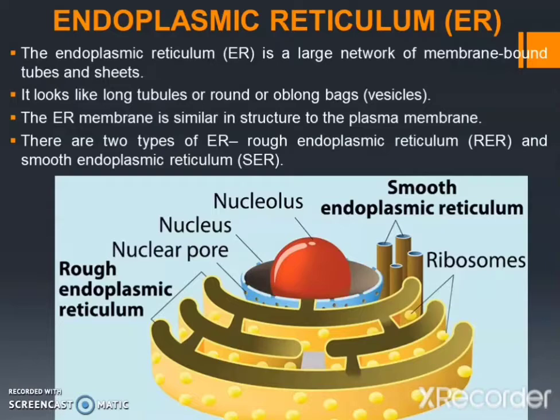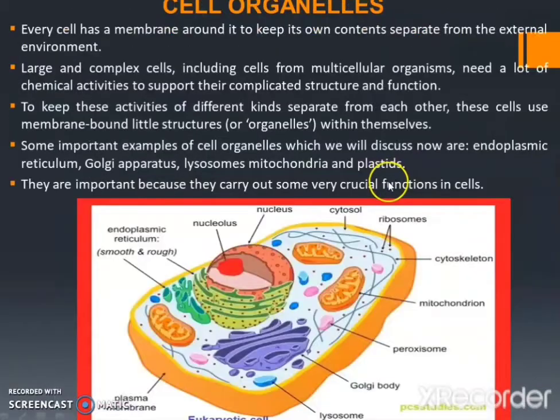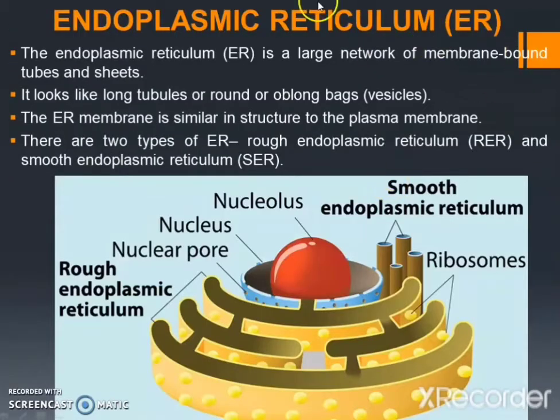I hope you are clear with the part which we learned in the last class. So what did we learn, children? We started with cell organelles, right? So now let us start with the next cell organelle. And what was the cell organelle which we studied in the last class? It was about the endoplasmic reticulum.